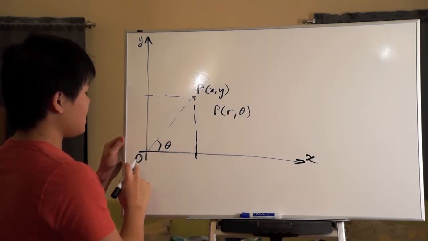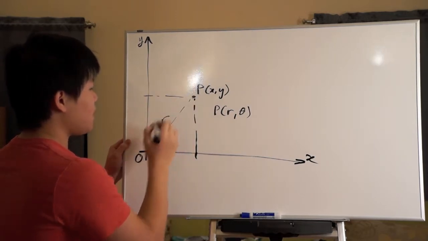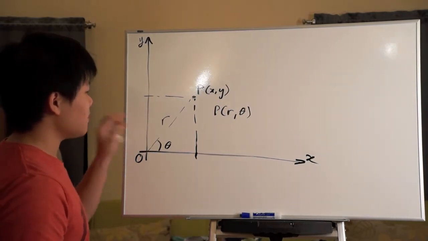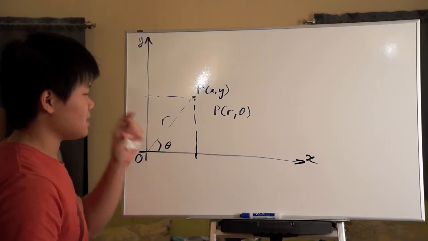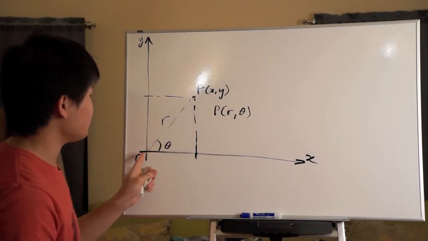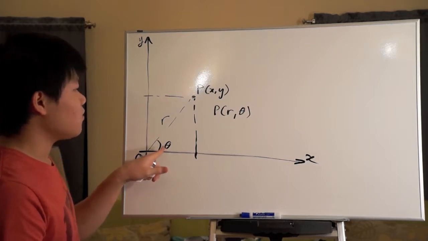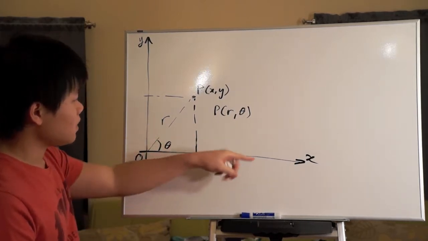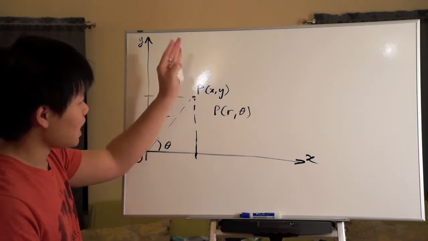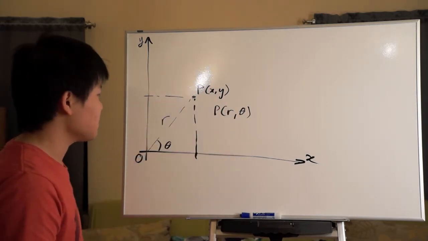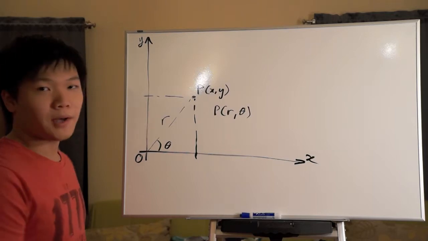So we may say OP is some r, or you can think of it as a vector, but here we denote it as a scalar. How far it is from the origin is r, and theta is the angle: how much of an angle it is elevated from the horizontal axis.